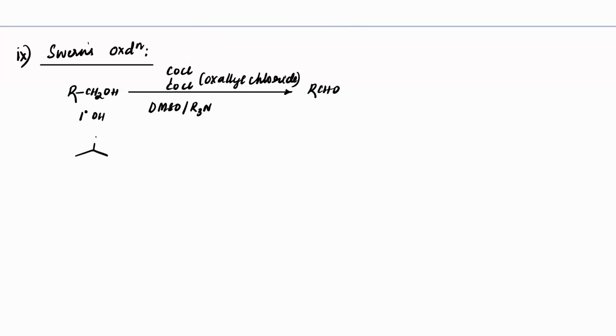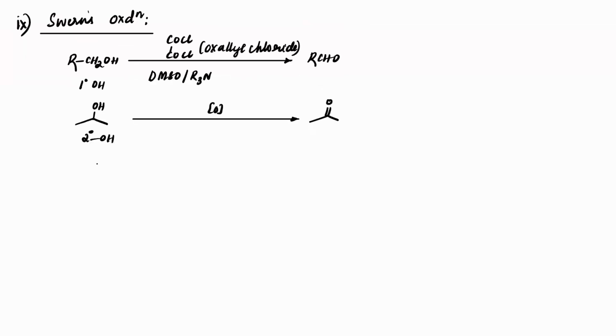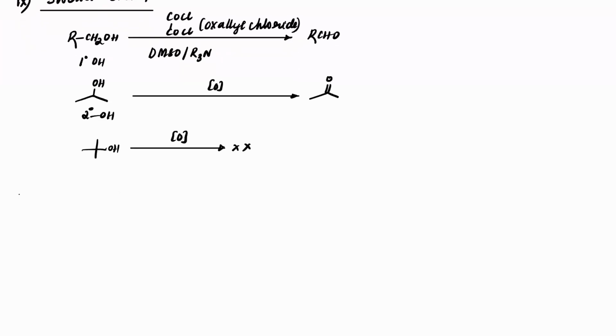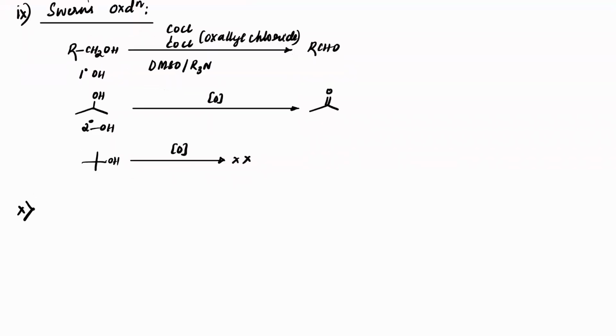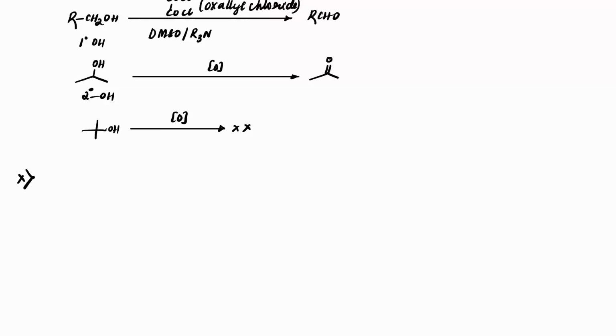Same way, if you have a 2-degree alcohol, with this Swern oxidation, we will get a keto form. That's it. 3-degree alcohol, no reaction. If you try to oxidize a 3-degree alcohol, there is no reaction here. So this is Swern oxidation. Like I said, not very prominently asked, but just to know the name, if it rings somewhere, or the reagent if it comes somewhere, just be aware of it.